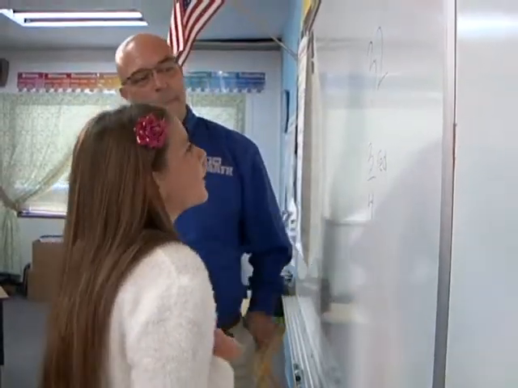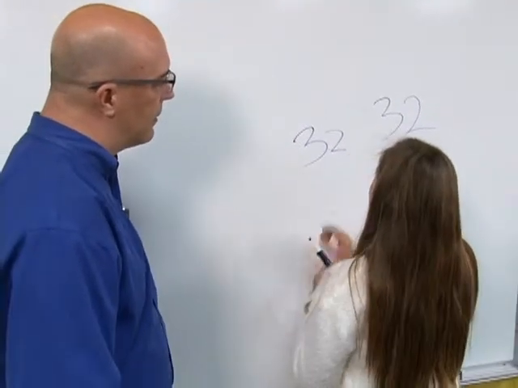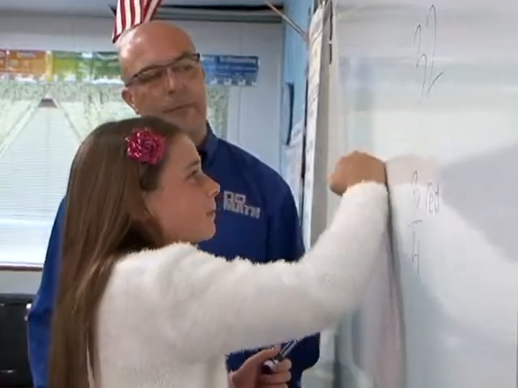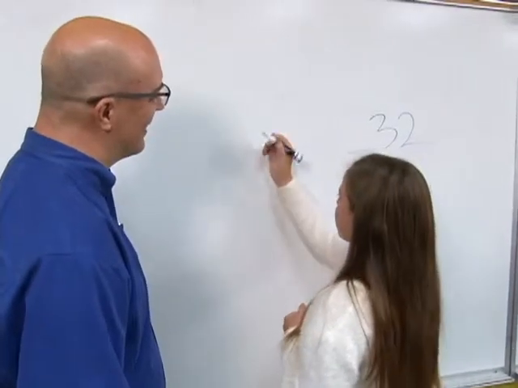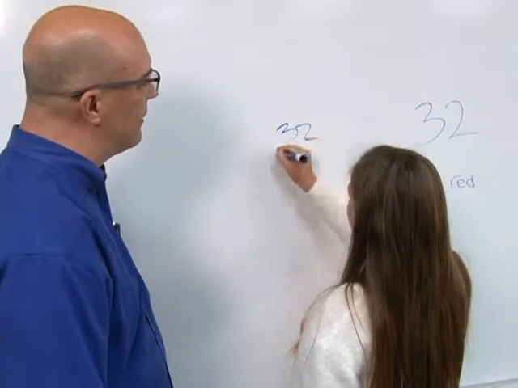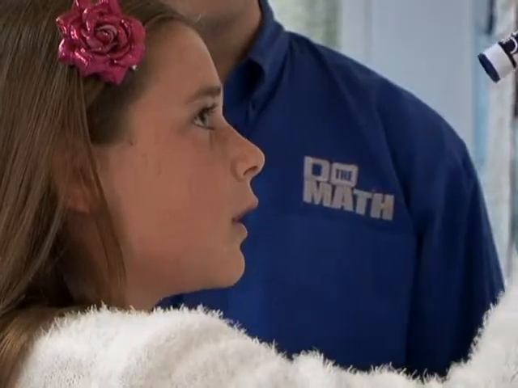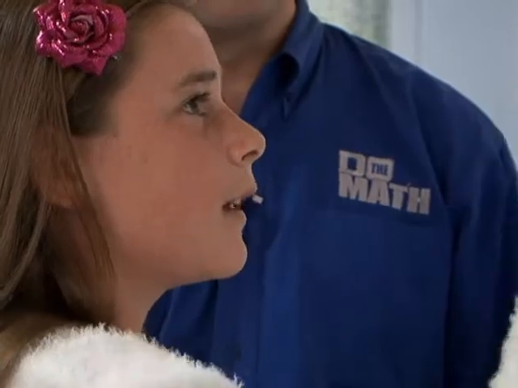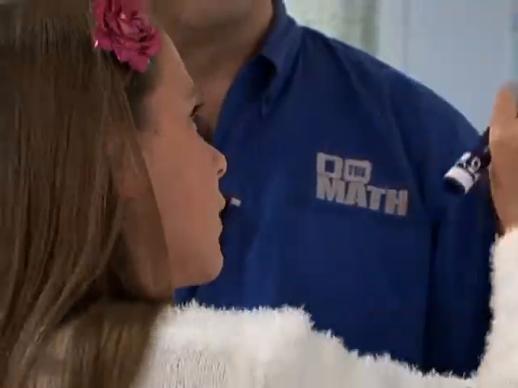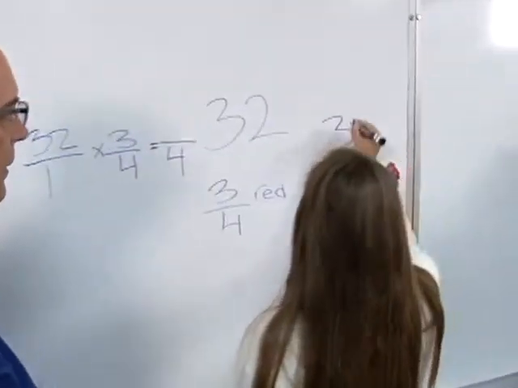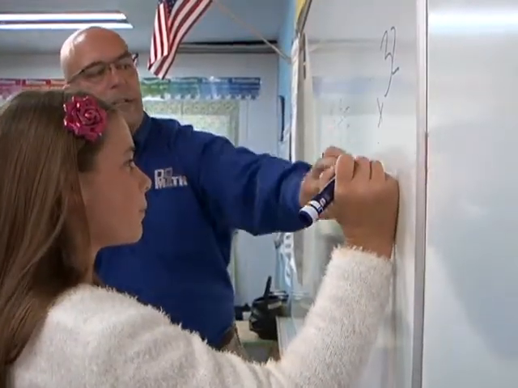Okay. So I would put 32. Oops, I should probably scoot that over a little. You can use the eraser. So I would put 32 over 1 and then times 3 over 4. And then you'd keep the denominator the same. And then you'd do 32 times 3. I'm just going to erase this information for you right here.